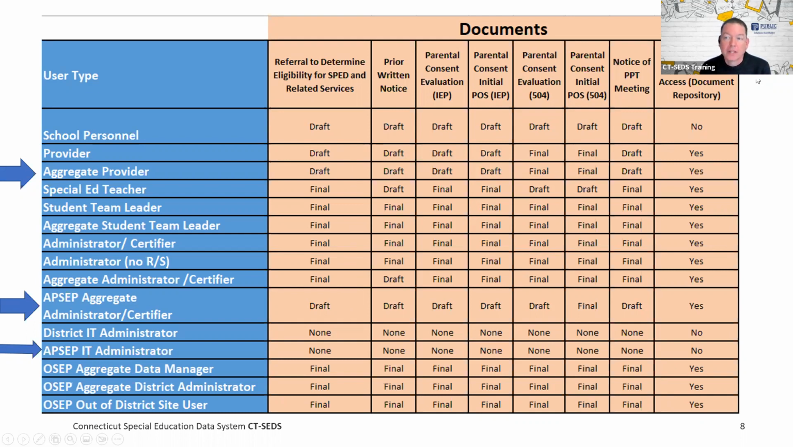The last column over here is an important one to note. This is about being able to access and view documents on the document page. This is sort of like the student's cumulative folder. Every document that's generated in CT-SEDS and documents that have been uploaded from legacy systems are available on this page. You can see that your users have access to get to those documents. Generally, with the exception of the IT administrator, they don't need to get to that kind of information.